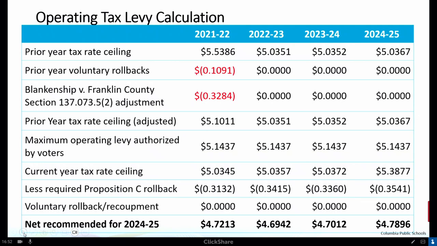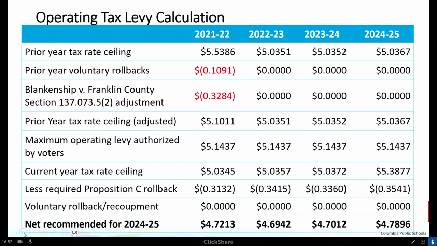Okay, so then we have our assessed valuation, and we have taken into consideration our Prop C numbers, and so then we have all that information that we have gathered, and you have to take that into account when we're actually calculating our operating tax levy calculation. And you can see we start out at the top, and for 24-25 it's all the way on the right-hand column there. We start out with the prior tax rate ceiling at 5.0367, and again, we don't have any voluntary rollbacks that we haven't taken yet, so we come down and we still have that same number.